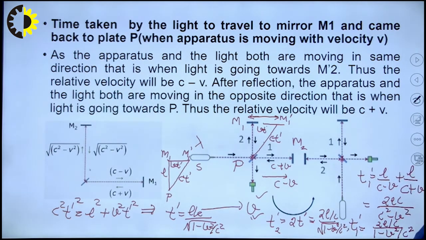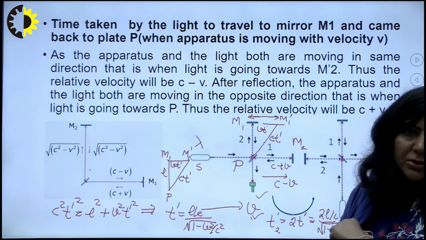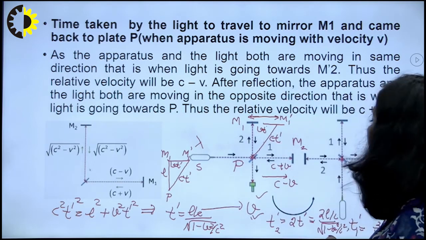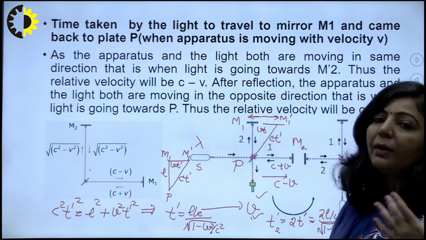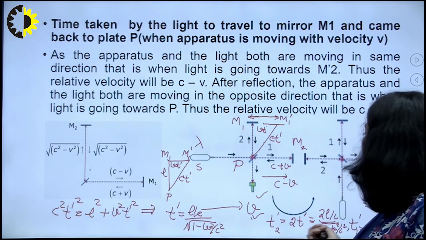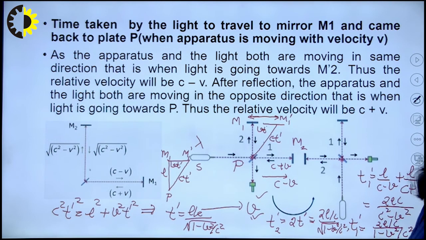So what was the value of T2 when the apparatus was at rest? That was simply 2L by C. What was the value of T1 there? That was 2L by C, meaning T1 and T2 were both equal there. But now you can see T1 and T2 are both different.